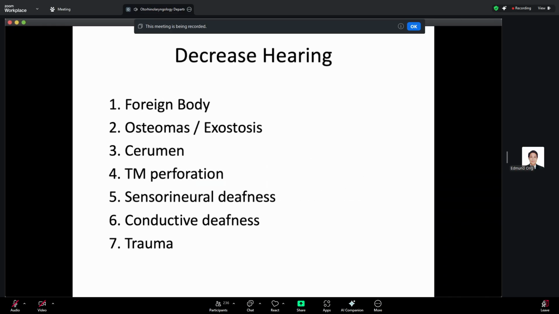When a patient comes to you because of decreased hearing, there are a lot of things that you need to entertain. Possibly, is there a foreign body? Is there osteoma or exostosis? An impacted cerumen? Probably a tympanic membrane perforation. Of course, sensorineural deafness, conductive deafness, and of course, trauma. So you need to consider all of these.